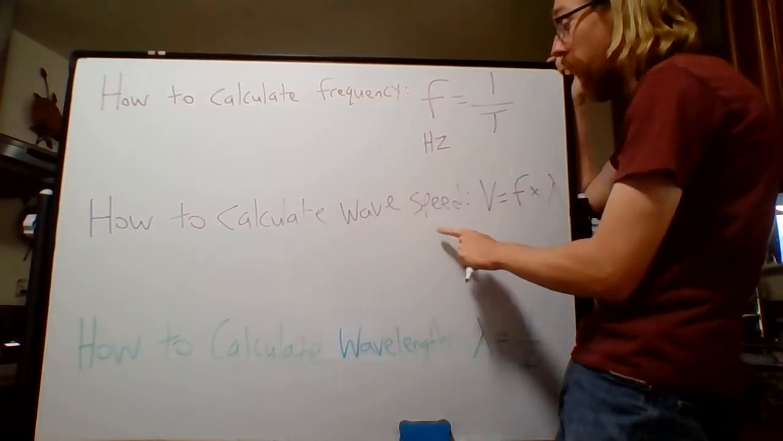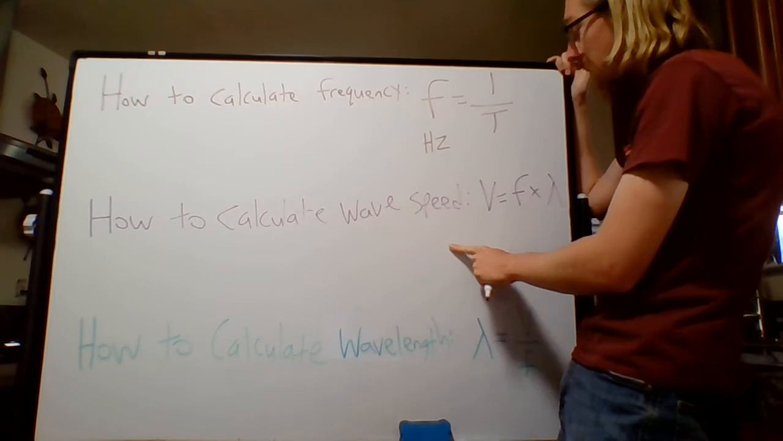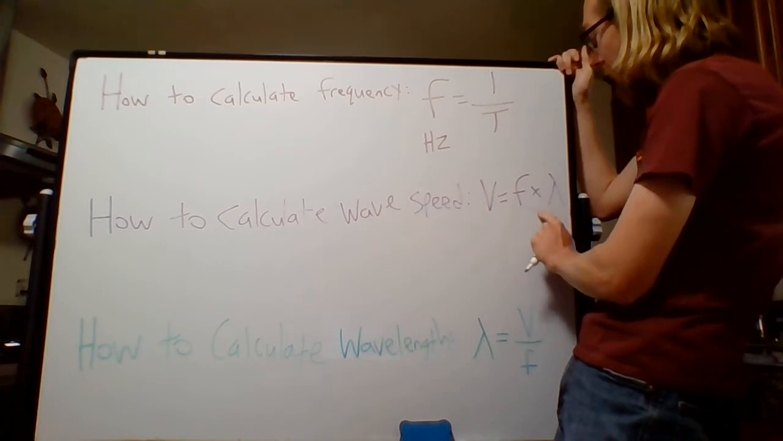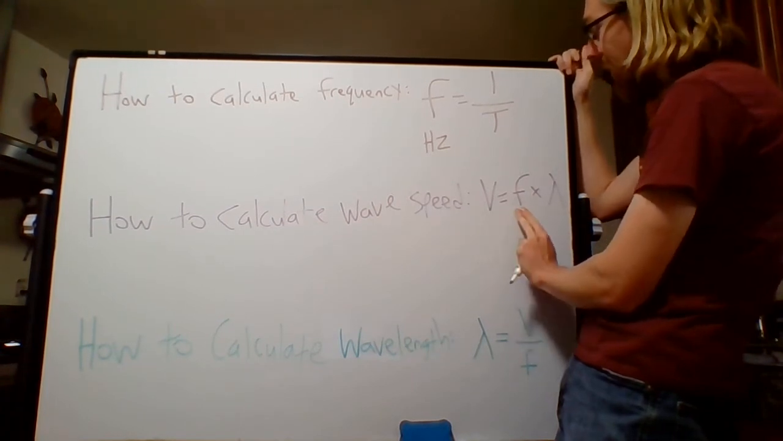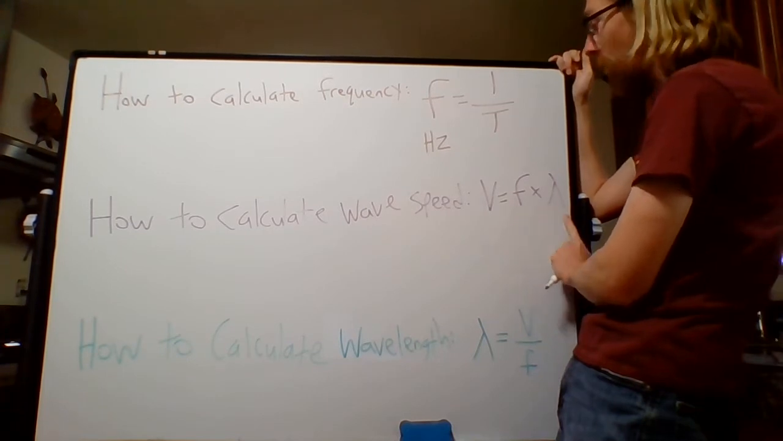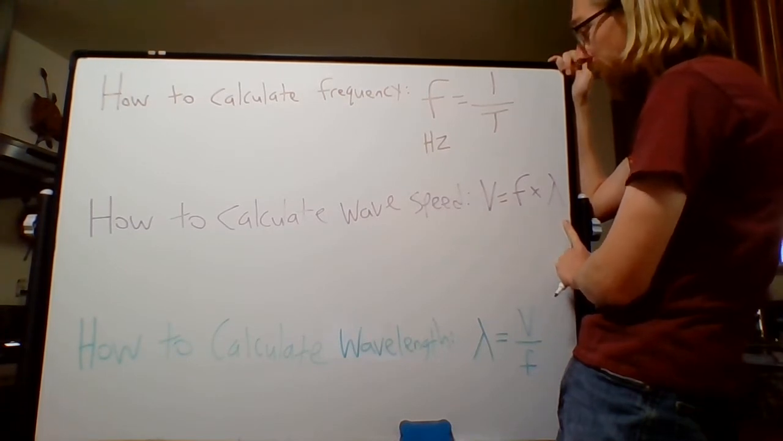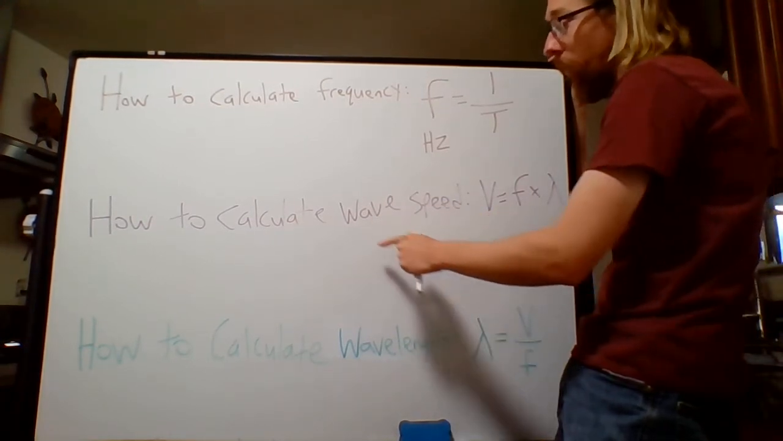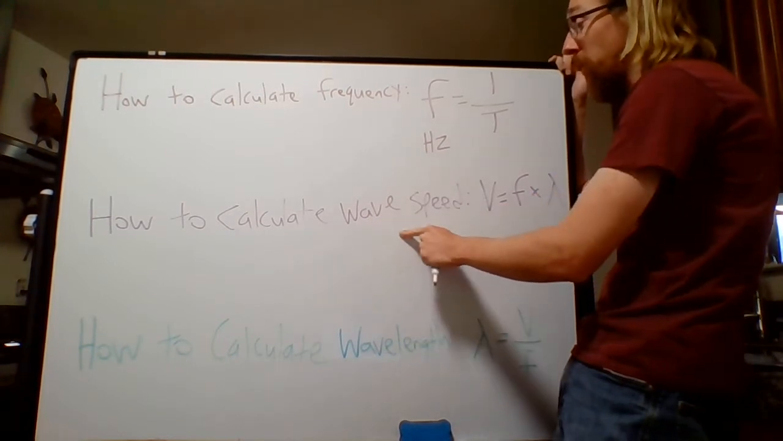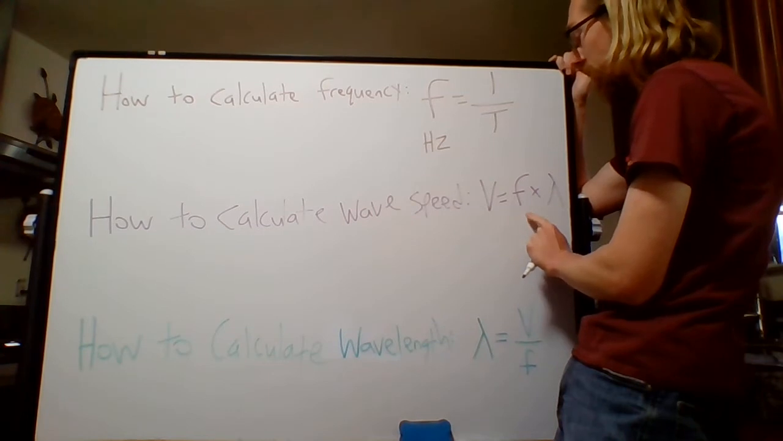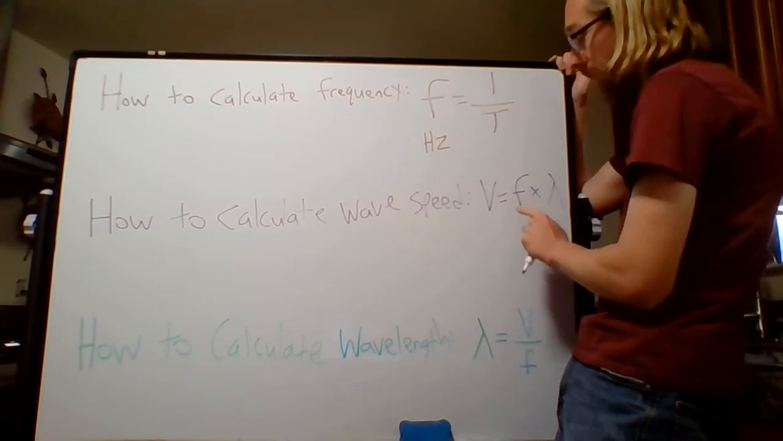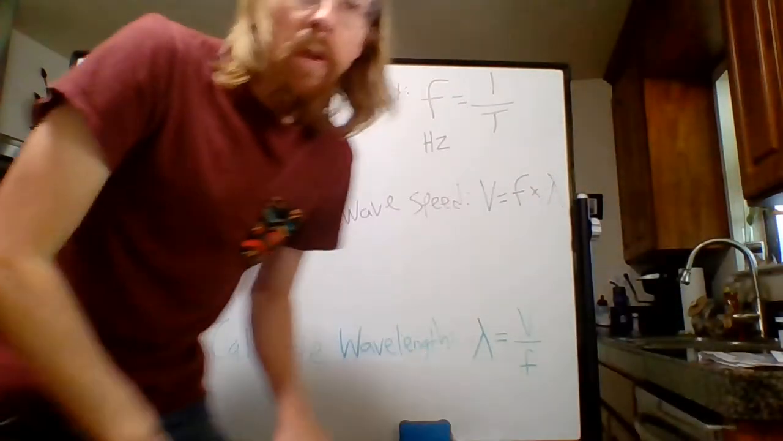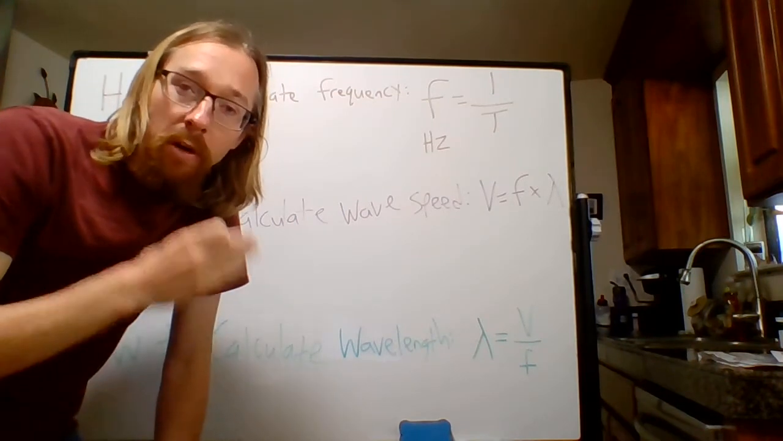Next, how to calculate wave speed. The formula for it is V equals F times lambda. That's to say velocity equals frequency times wavelength. When you have one of these problems, you'll be asked to find the wave speed. So you just need to remember that the formula for wave speed is V equals F times lambda. You will know they're talking about frequency if they give you a number in hertz.